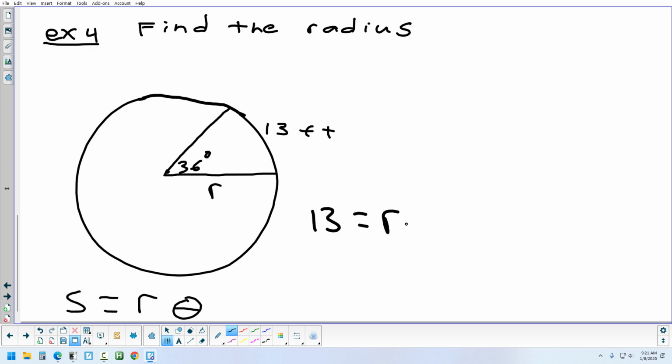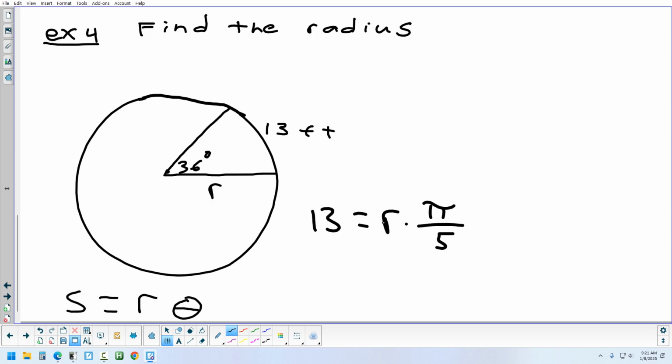And what did they give me for the angle? 36 degrees. But when we convert that to radians, that's going to be pi divided by 5. We multiply by pi and divide by 180. When you reduce it, that's what you get. Pi over 5. If you want to check it, just do 180 divided by 5 and see if you get 36. And you will. Okay, so we converted our angle into radians.